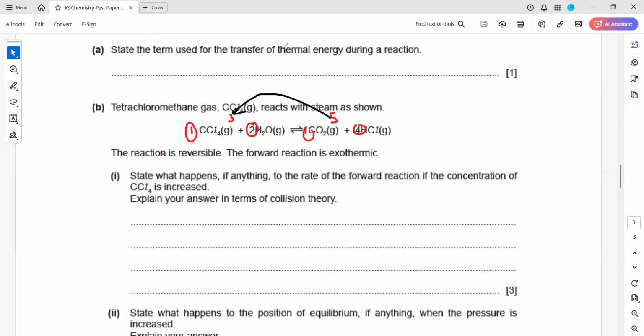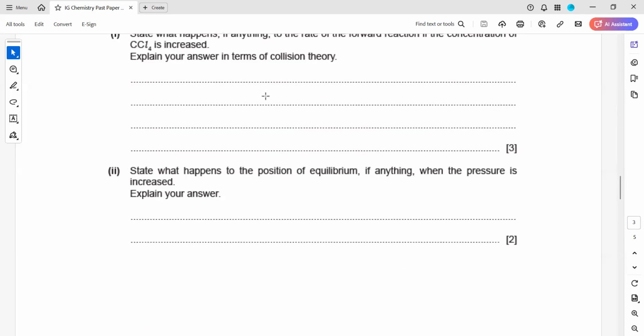Yeah, so here they ask us to state what happens to the position of equilibrium. We'll mention it shifted left, because the reactant has fewer moles and an increase in pressure shifts the equilibrium towards the side of fewer moles. Then why does it shift to the left side?